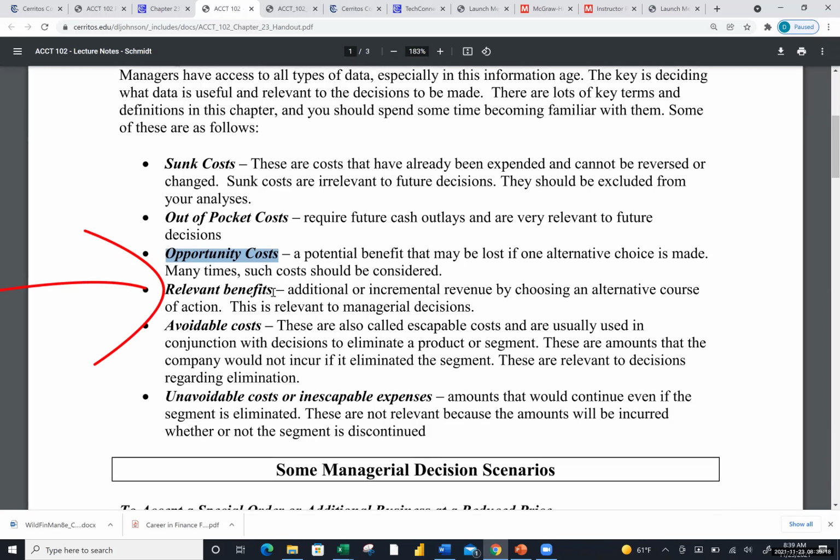And then relevant benefits, the word benefits usually denotes revenues or different monies coming our way if we make one decision over the other. Again, if it's in the future and it's incremental in nature, that would be relevant.